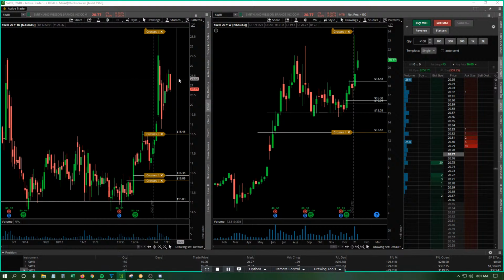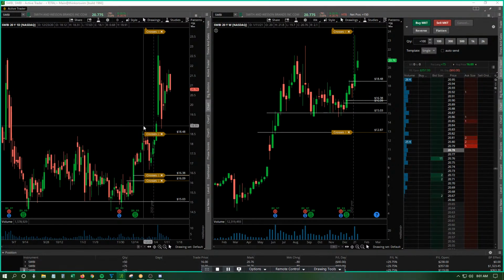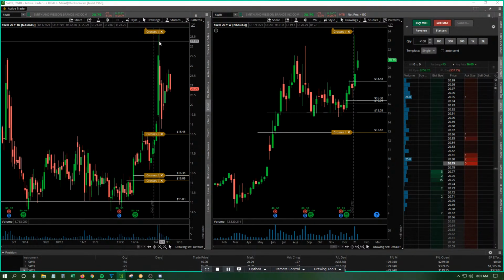Gun stocks, same thing. Smith & Wesson filled its gap a couple days ago after getting up to its almost all-time high. Pulled back. It's kind of consolidating. We're making, looks like a lower high now. We'll see what it wants to do.